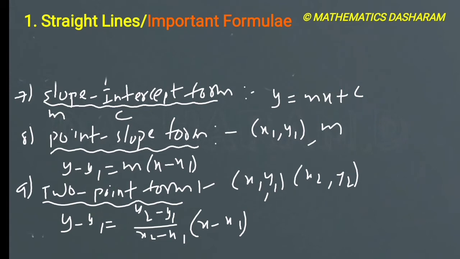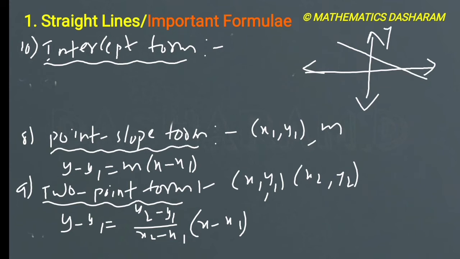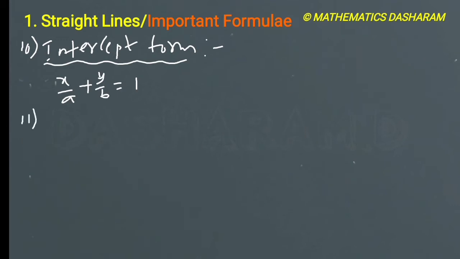Next, the 10th formula is intercept form. Intercept form means, for example, here is the x-axis and here is the y-axis. One line intersects the y-axis and x-axis at two different places. This distance is called a and this distance is called b. So it is the x-intercept and the y-intercept. In this case the equation of the straight line is x by a plus y by b equals 1.